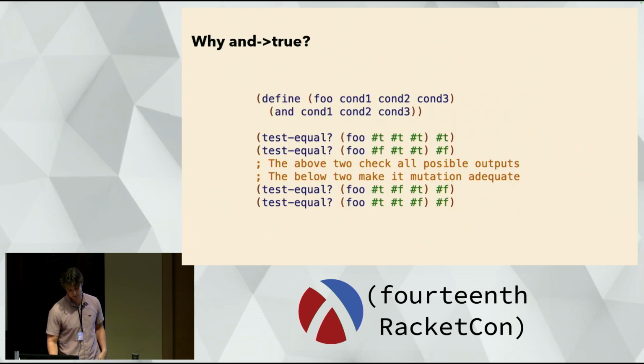And just to demonstrate a little bit what I was talking about with the and to true, this is a function that takes in some conditionals. The first 2 tests test both possible values that this function could return. And that would probably be what most people consider a good stopping point for tests, if you test all possible actions that the function could do. But it wouldn't be mutation adequate, because if I inserted a true at any point where you're already forcing a true, your tests wouldn't pick it up. So you have to have n+1 tests for the number of conditionals to make it mutation adequate.